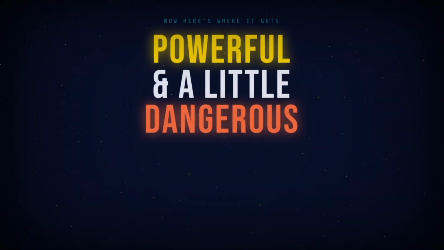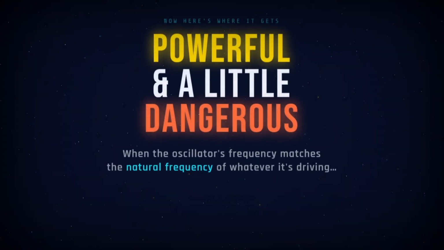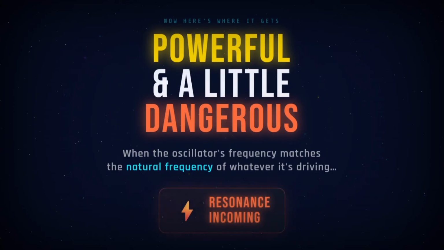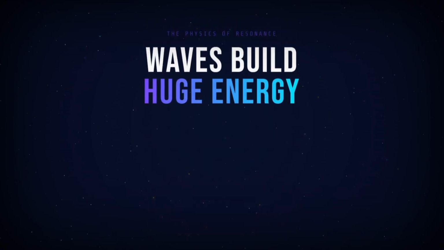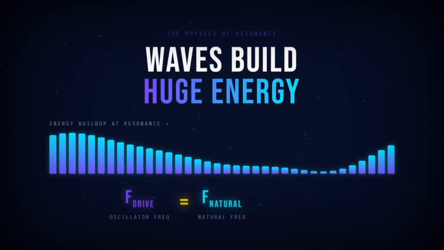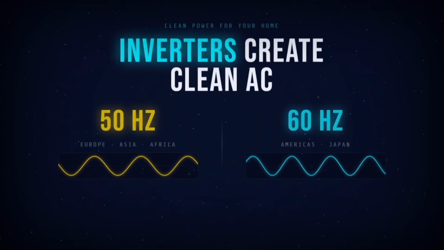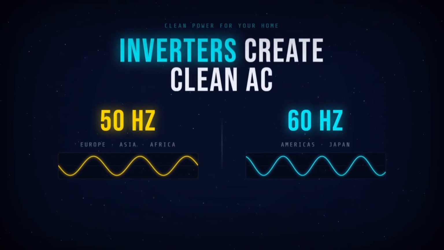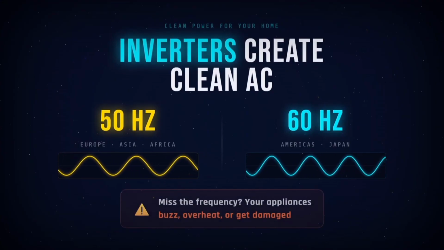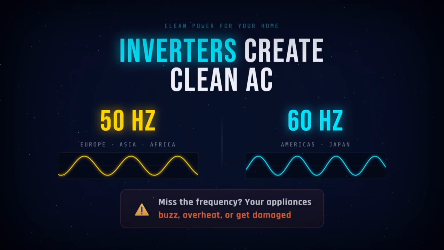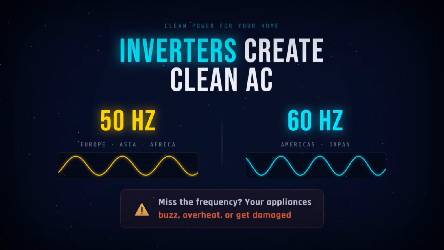Now, here's where it gets powerful and a little dangerous. When the oscillator's frequency matches the natural frequency of whatever it's driving, you get resonance. The waves build up huge energy. That's exactly how inverters create clean 50 Hz or 60 Hz AC that matches your home grid. Miss the frequency, and your appliances buzz, overheat, or even get damaged.